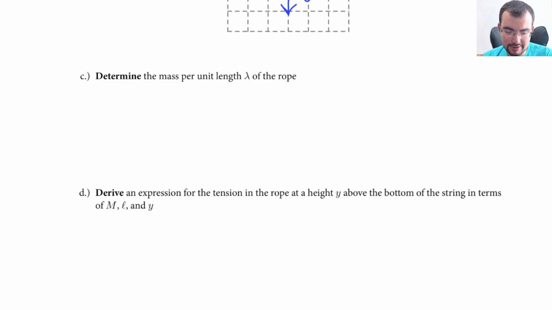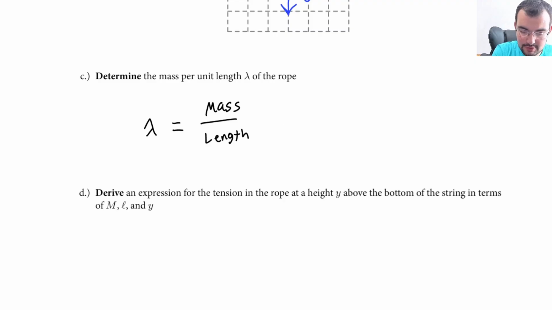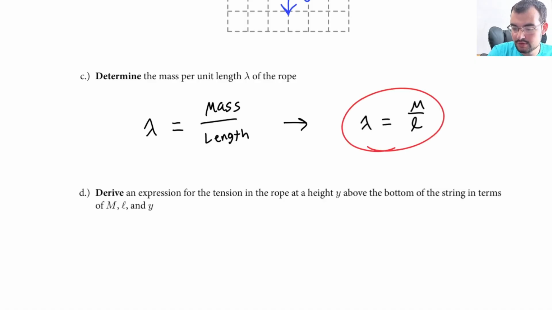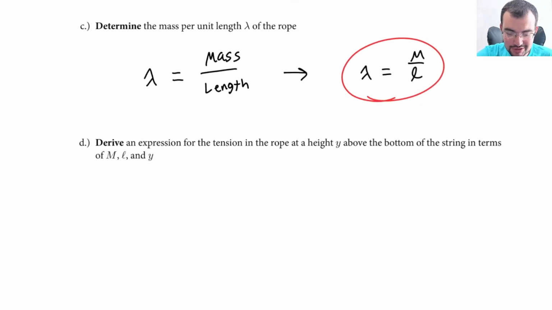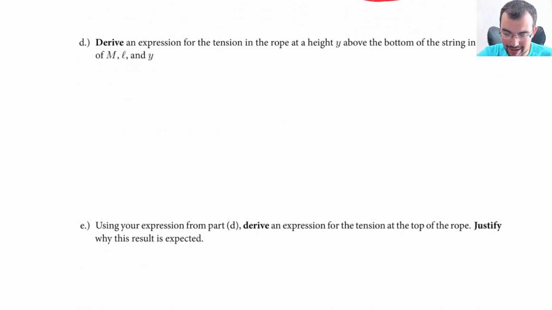All right, here's a thing we can define that is usually helpful for these types of massive rope problems. We can define the mass per unit length, lambda, of the rope. So lambda is just defined as mass per unit length. And in the problem, we are just given that the rope has mass m and length L. And that'll help us in part D. So derive an expression for the tension in the rope at a height y above the bottom of the string in terms of m, L, and y.